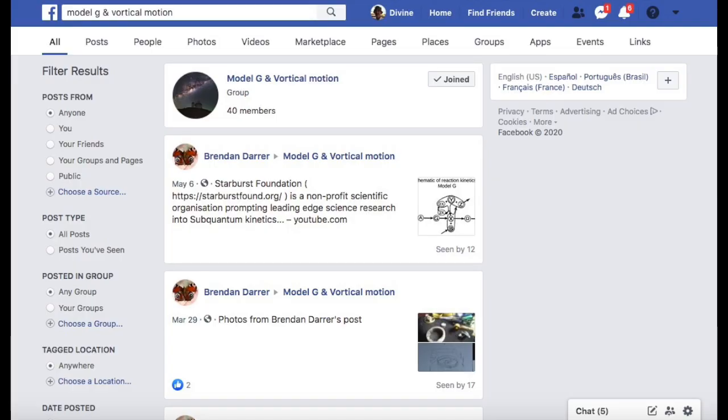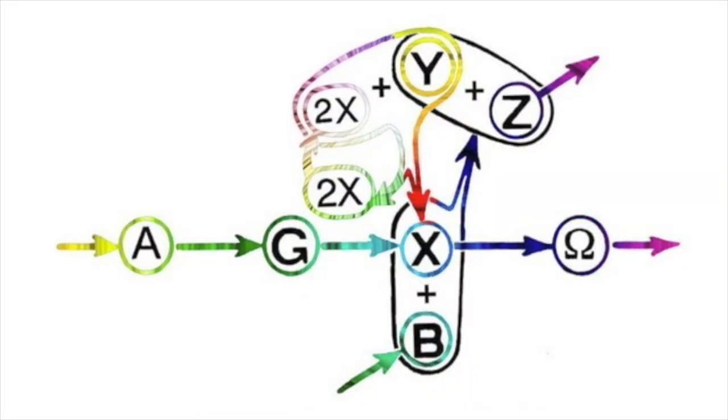During the past few years, I have been working with a research team called the Model G and Vortical Motion Group that currently has 7 active members volunteering their time to computer simulate a novel reaction diffusion system, one that could bring about a quantum jump to our understanding of the physical world.